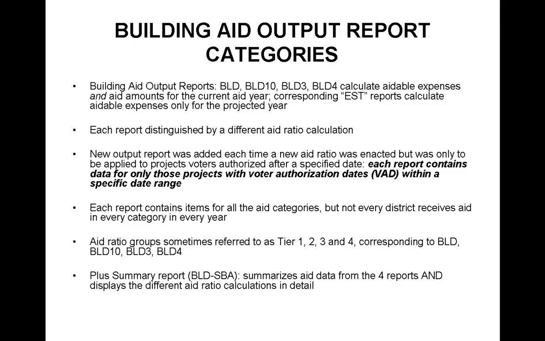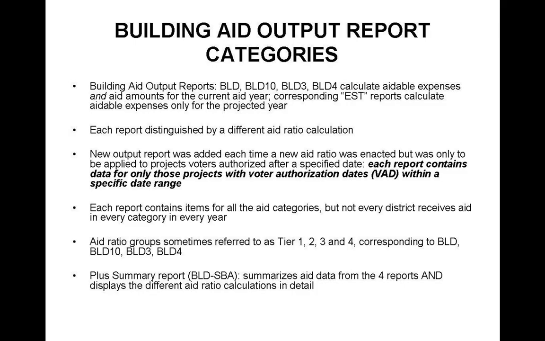Each report contains items for all of the aid categories that I showed you before, but of course not every district receives aid in every category in every year. So you may see a lot of items on your output reports that have zeros, and that's probably okay because you may not have any leases, so you're not going to show any lease aid, et cetera.